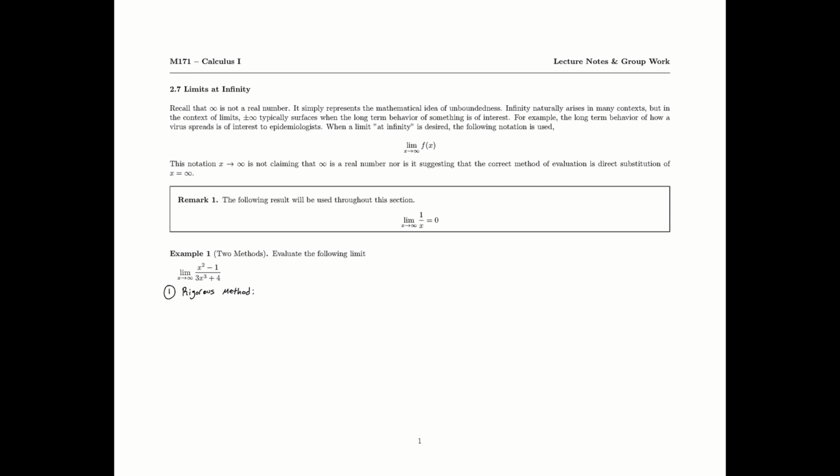So when we take a limit as x goes to infinity of this expression here, it's a rational expression. That means we've got a polynomial divided by another polynomial. And the way that we're going to actually compute this limit is by using this fact up here in remark number 1, and that is the limit as x goes to infinity of 1 divided by x is equal to 0.